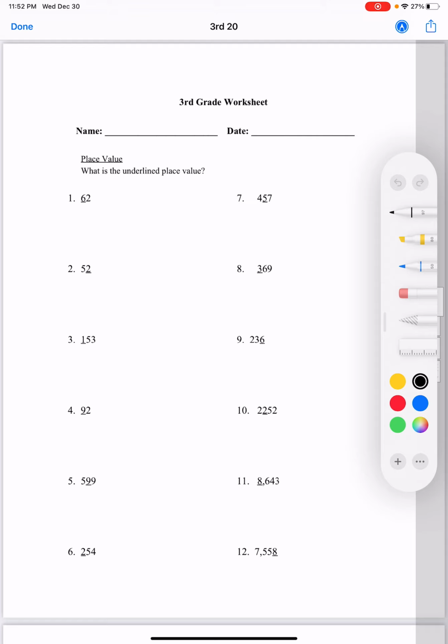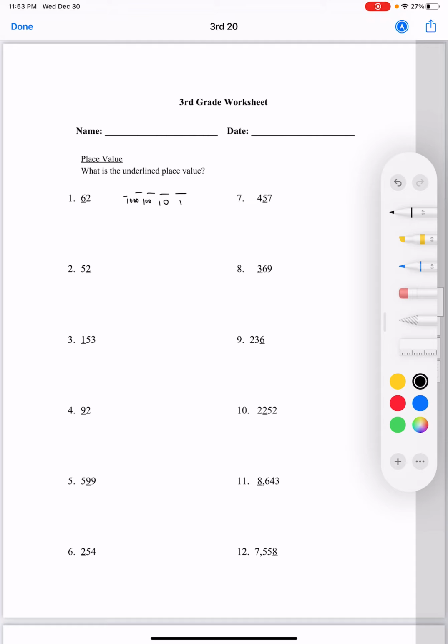The first worksheet asks us to find the place value. In this worksheet there are at most 4 digits: 1, 2, 3, 4. You start counting from the right. The first one is the ones. The second from the right is the tens. The third from the right is the hundreds. And the fourth from the right, the one on the way left, is the thousands place.